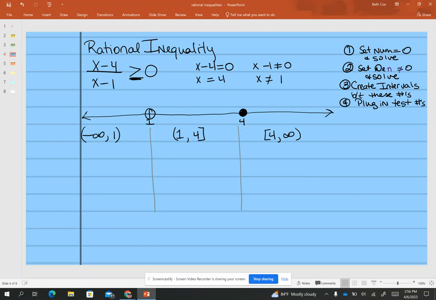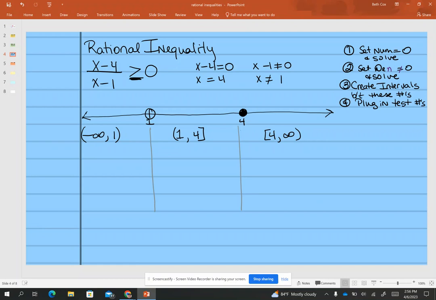Remember, a rational function or a rational inequality has a situation with the denominator. The first thing we're going to do, step 1, says set the numerator equal to 0 and solve. So you notice I've done that. I did x minus 4 equals 0, x equals 4. And then step 2 says set the denominator not equal to 0 and solve. This is just a reminder that the denominator technically can never equal the answer there. So in this problem, it can never equal 1.